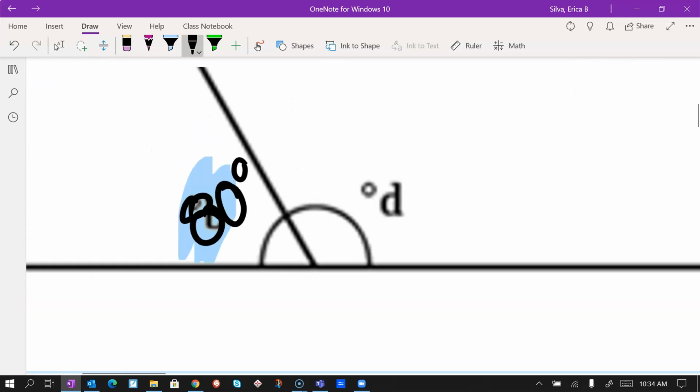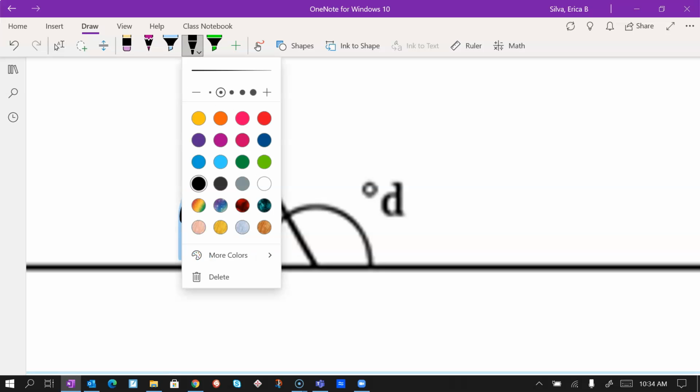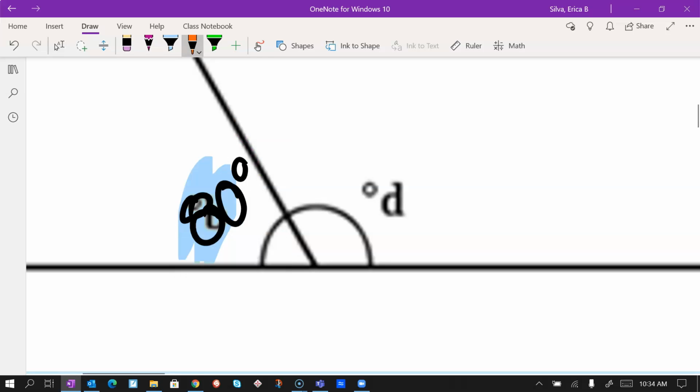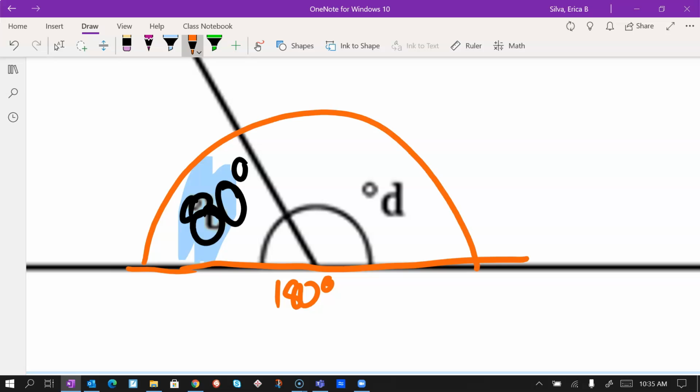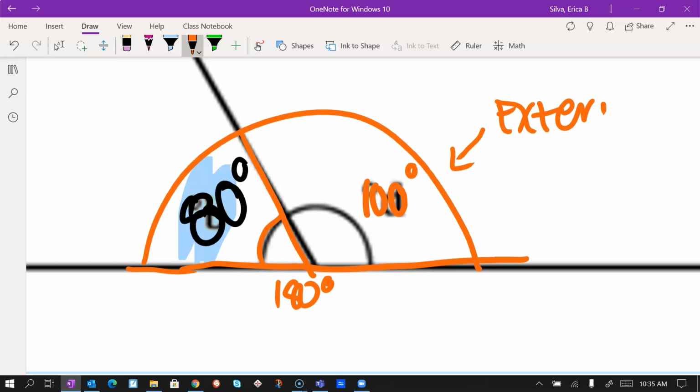Now, if we look at these two angles, what do those two angles create? Yes, it creates a straight line. And that straight line is also how many degrees? 180 degrees. So if we get the degree measure of the whole line, it's 180. This angle is taking up 80. What is going to be the measurement of angle D? 100. Ooh, and actually this is my exterior angle. Boom. Don't write anything down yet.